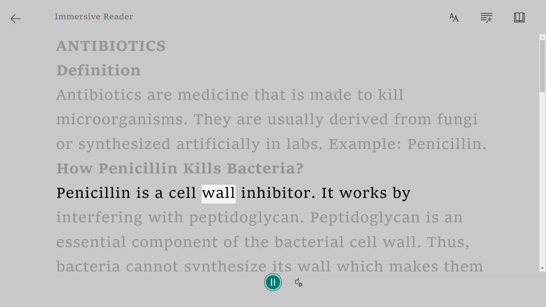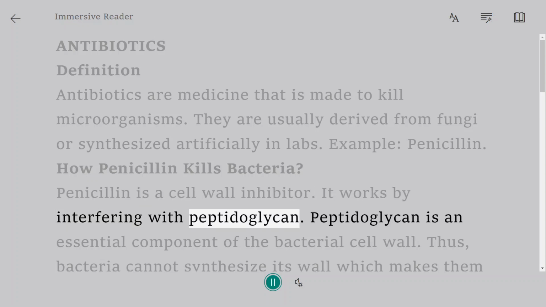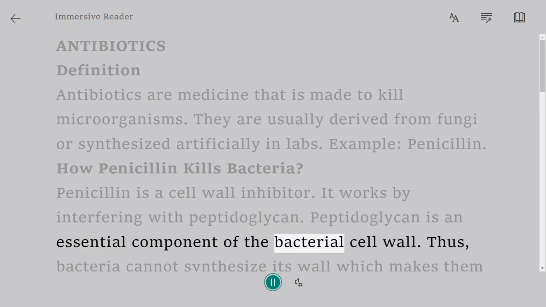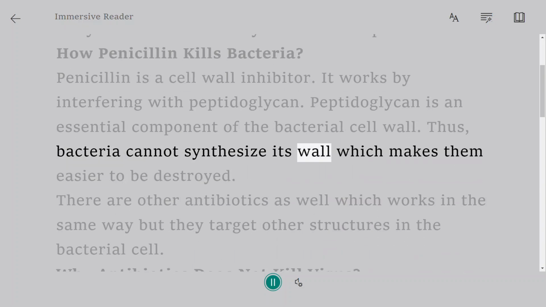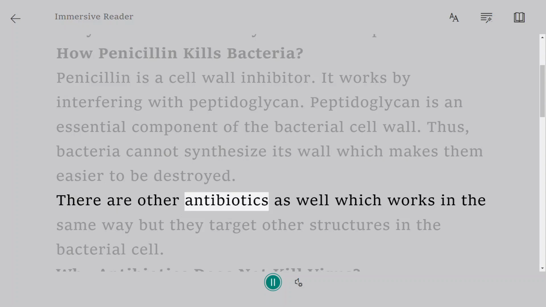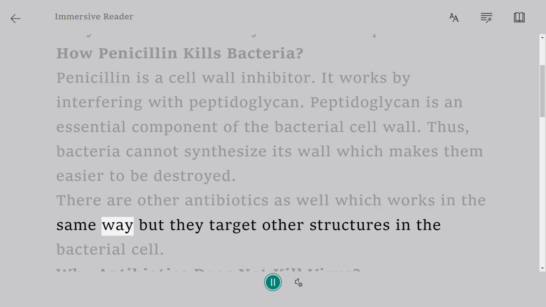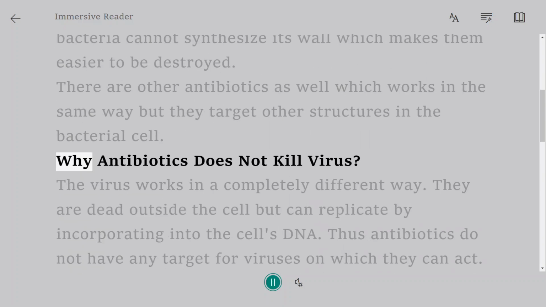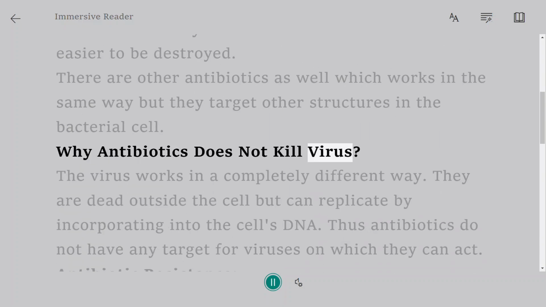Penicillin is a cell wall inhibitor. It works by interfering with peptidoglycan. Peptidoglycan is an essential component of the bacterial cell wall. Thus, bacteria cannot synthesize their wall, which makes them easier to destroy. There are other antibiotics as well which work in the same way, but they target other structures in the bacterial cell.